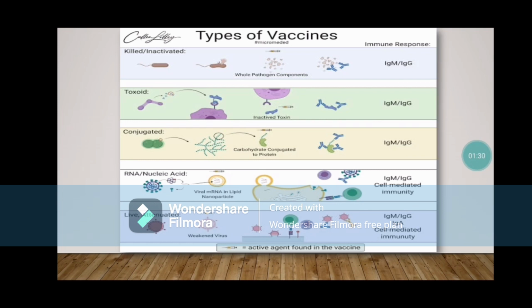The last one is live or attenuated vaccines. They use a weakened form of the germ that causes a disease. They give an immune response as IgM, IgG, IgA, and cell-mediated immunity. This is how these vaccines work, and these are their types.